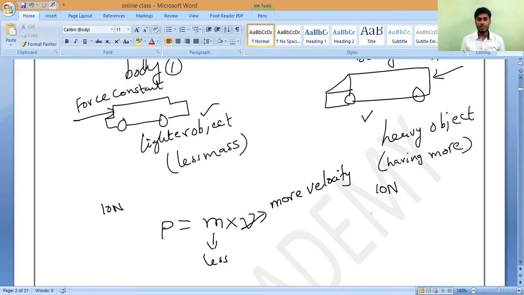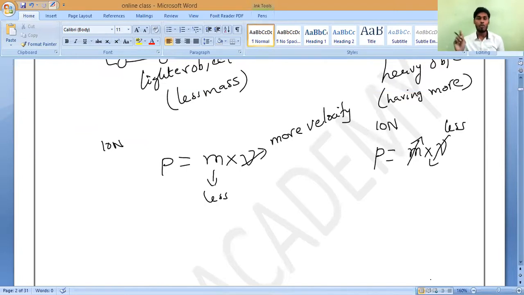Same way, in this case let us consider P is equal to mass into velocity. Here the mass is more, but the velocity gained by the body is less. Is it yes or no? Yes, sir. But if I apply the same amount of force in both the bodies, is the momentum constant or not? P is equal to constant or not? That is what I am asking.